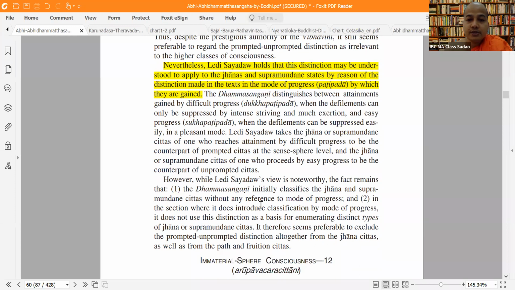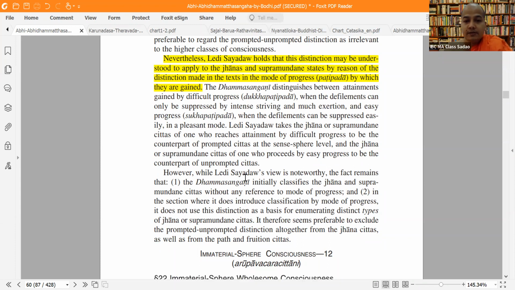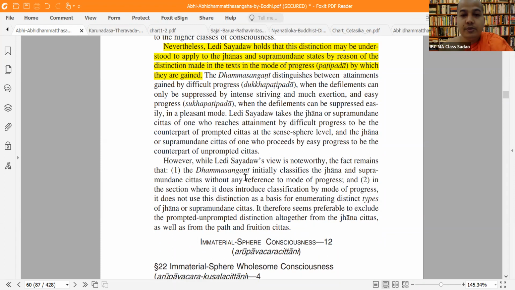And let's see what he has to say here. The Dhamma Sanghani distinguishes between attainments gained by difficult progress, Dukkha Patipada, when the defilements can only be suppressed by intense striving and much exertion, and easy progress, Sukha Patipada, when the defilements can be suppressed easily in a pleasant mode. So two ways this attainment could be achieved.